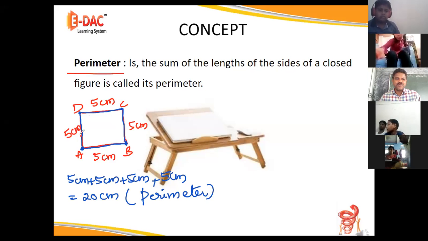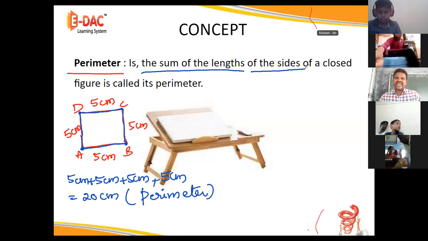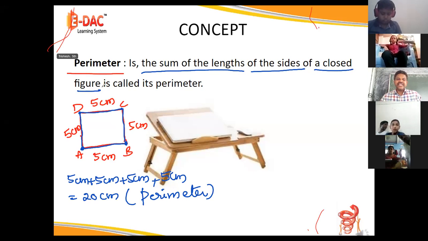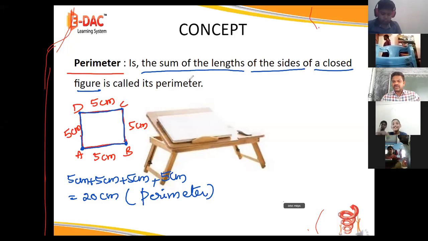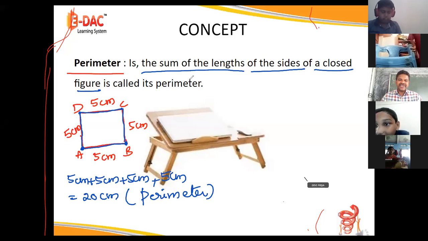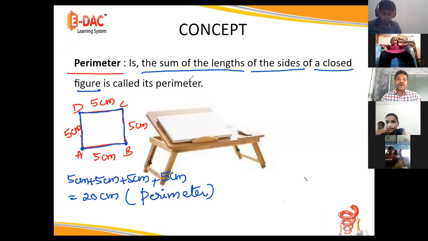What is the perimeter? The distance around the figure is called perimeter, or the sum of the lengths of the sides of a closed figure. The sum of the lengths of the sides of a closed figure is called its perimeter. So finally, the short note of perimeter is: the sum of the lengths of all sides. The total length of the closed figure is called perimeter.